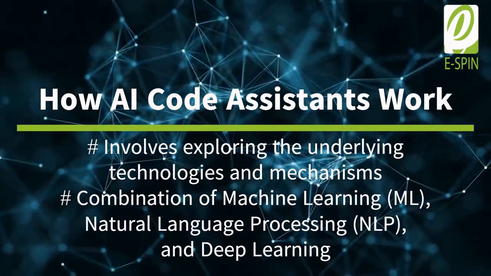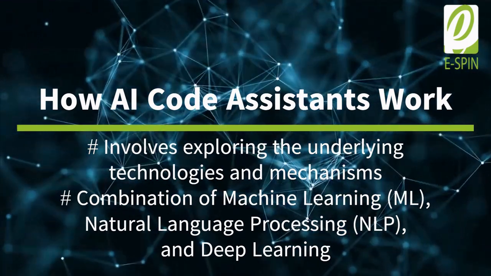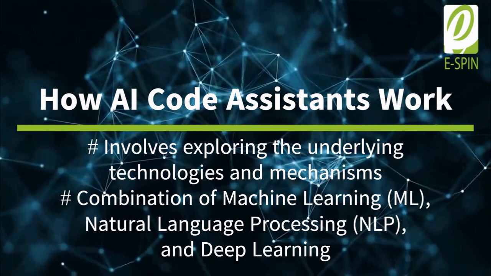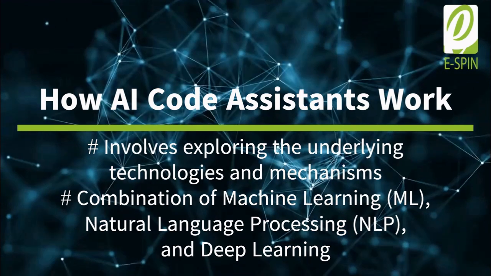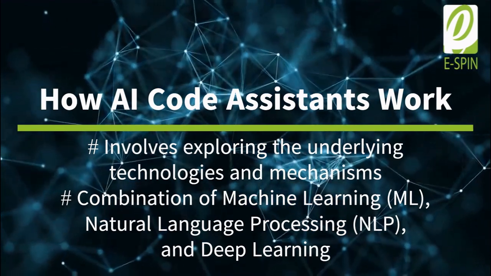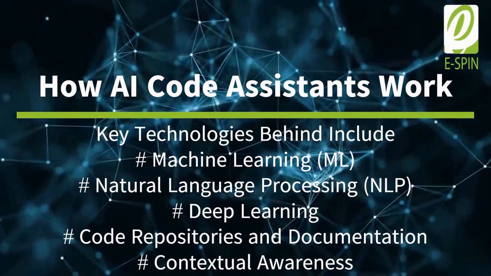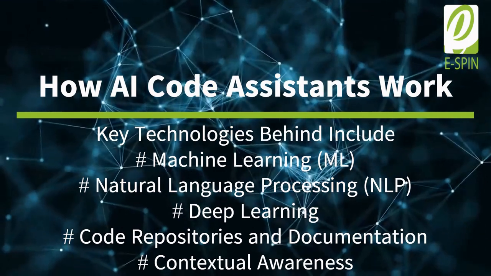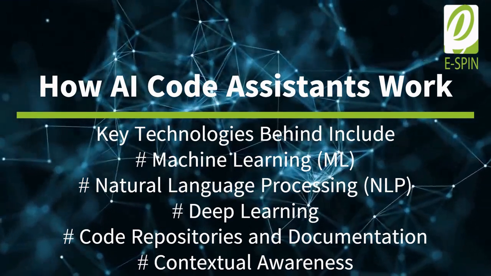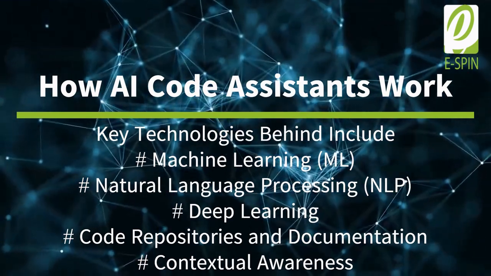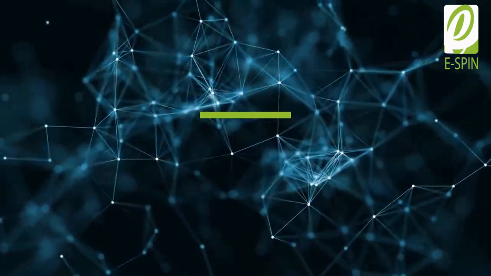How AI code assistants work. Understanding how AI code assistants work involves exploring the underlying technologies and mechanisms that enable them to assist developers effectively. These tools leverage a combination of machine learning (ML), natural language processing (NLP), and deep learning to perform their tasks. Key technologies behind AI code assistants include machine learning, natural language processing, deep learning, code repositories and documentation, and contextual awareness. Next page is a detailed explanation of the processes and technologies that power AI code assistants.